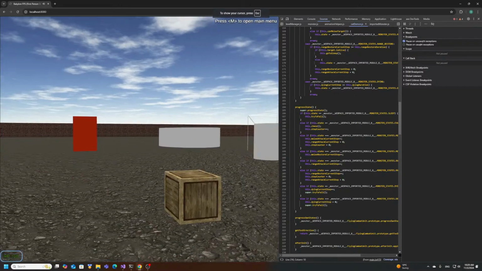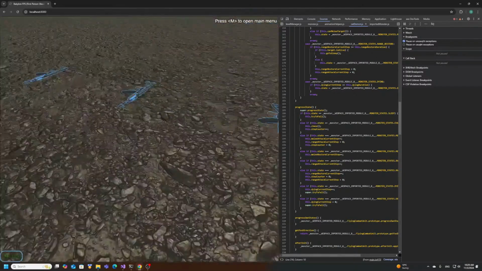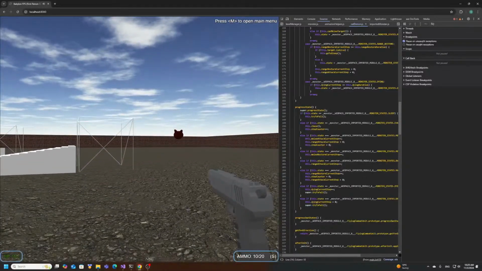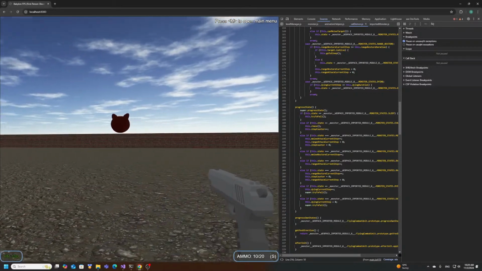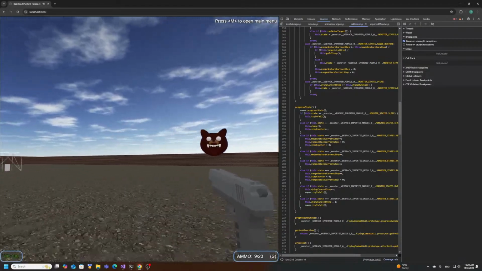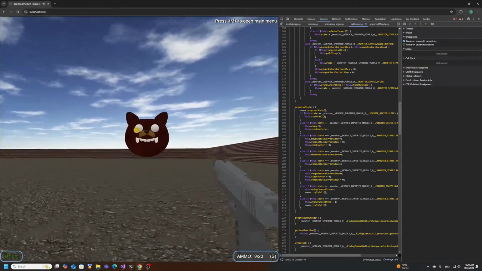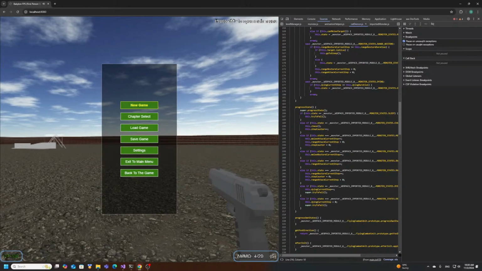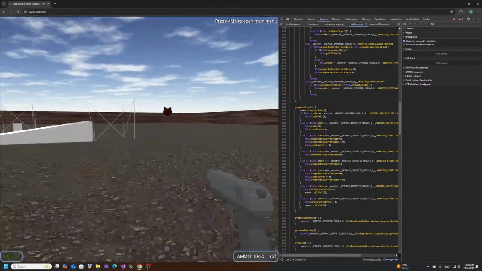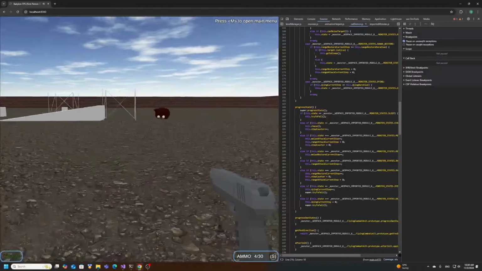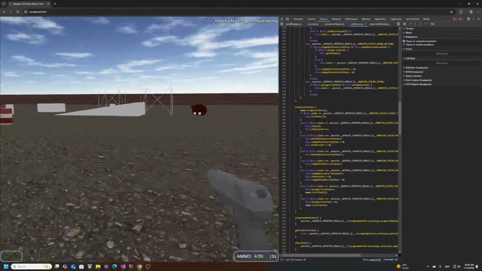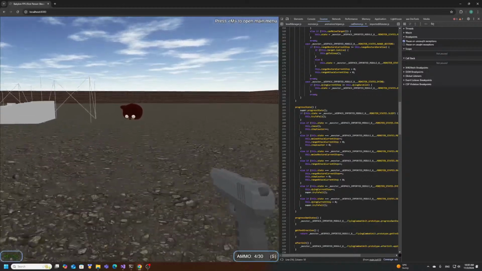But first, let me show how it looks now. Before, it rotated towards the target instantly. So now it has a turn radius, I would say. See, it takes time to rotate, and it is actually kind of smart. It knows which side to rotate. And now it doesn't rotate instantly anymore. It rotates gradually.